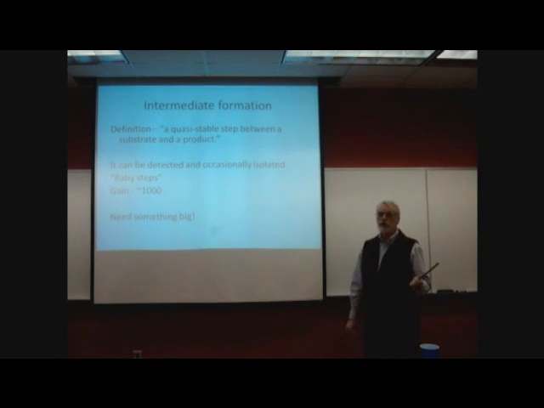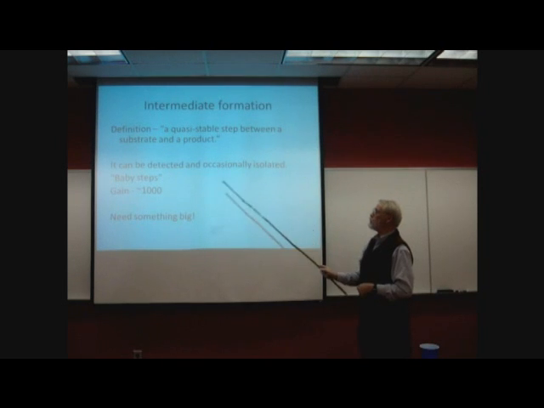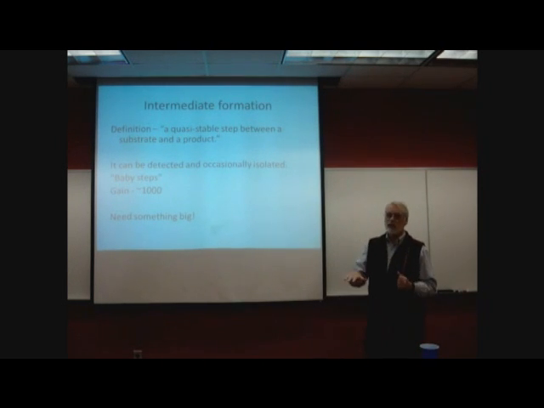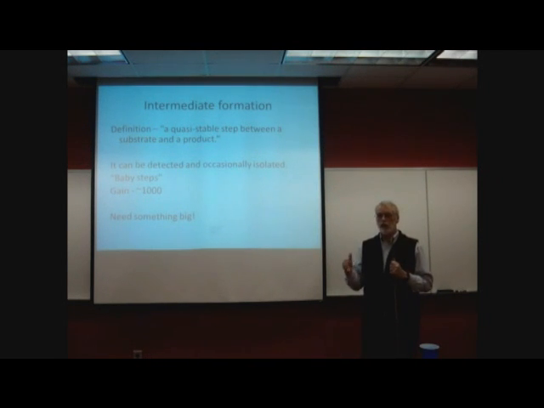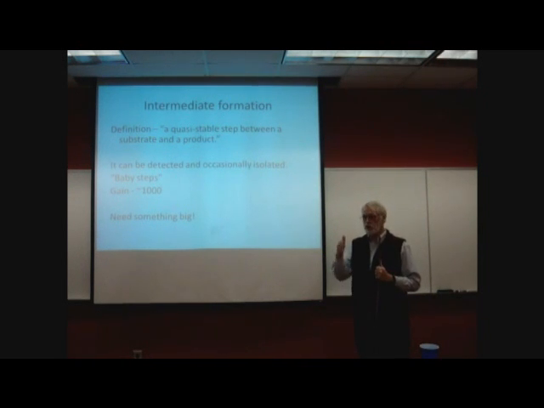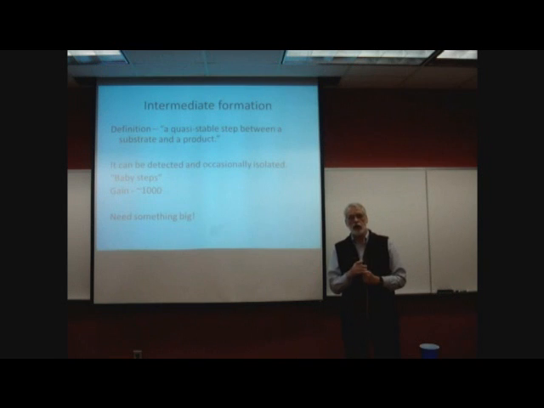Let's go through some more definitions. An intermediate is a quasi-stable step between the substrate and product. It can be detected and occasionally isolated. Not guaranteed, but it happens in many cases. Think of this as baby steps. You're just taking little simple steps, one step at a time, rather than trying to do it in one giant leap. Again, we're going to get a gain of around 1,000, which is okay, but we need a lot more than that. We really need something big to drive the reaction faster.